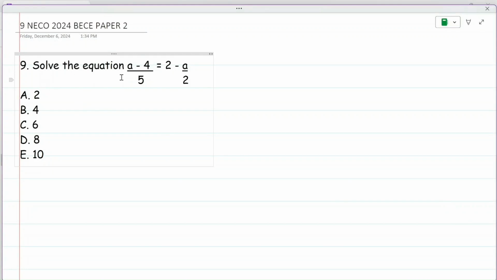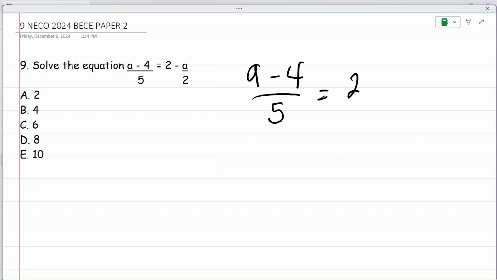Question 9. Solve the equation a minus 4 over 5 equals 2 minus a over 2. Looking at this question, you might be afraid and think this question is hard. It's actually very simple. It's just your understanding of fractions, then you solve. You have a minus 4 over 5 on one side equals 2 whole number minus a over 2.